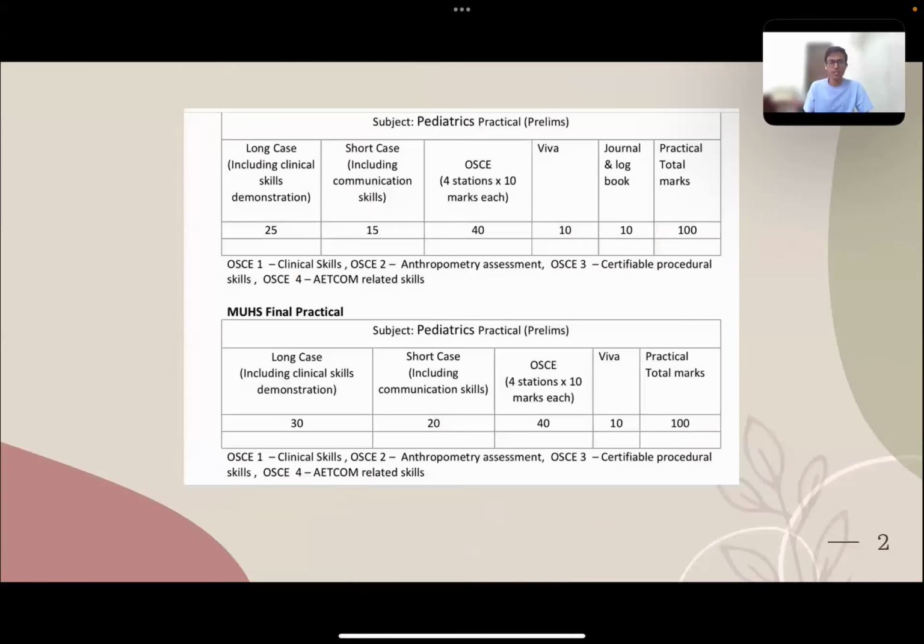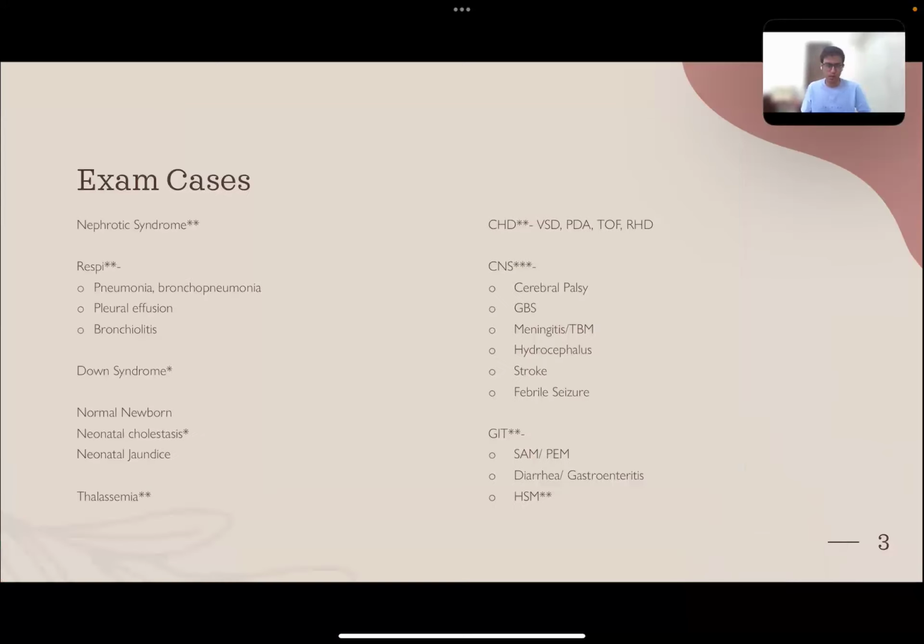For your university examinations, you will be having a long case of 30 marks, a short case of 20 marks, OSCE for 40 marks, and Viva of 10 marks, which will comprise nutrition, X-rays, drugs, and instruments. Today, we will also be covering anthropometry assessment, which will come as a question in your OSCE. So this is the list of exam cases. You can take a screenshot right now. We will try our best to cover as many cases as possible in the next 1 month.